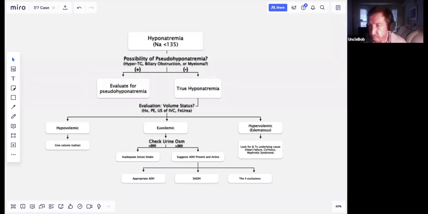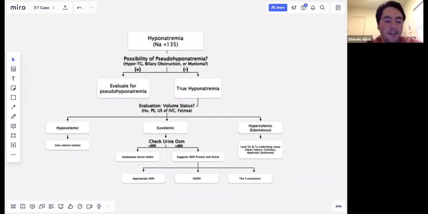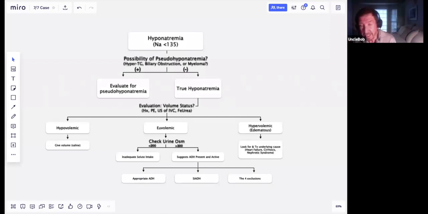So can we assume that this patient looked euvolemic, Stephen? She did. Okay, so if she's euvolemic, the next thing you do is check the urine osm, which we did. If she'd had a very low urine osm, then we'd be thinking about primary polydipsia, beer potomania, tea and toast diet. But she doesn't have that, so we don't have to worry about that. An increased urine osm like she has means ADH is present.